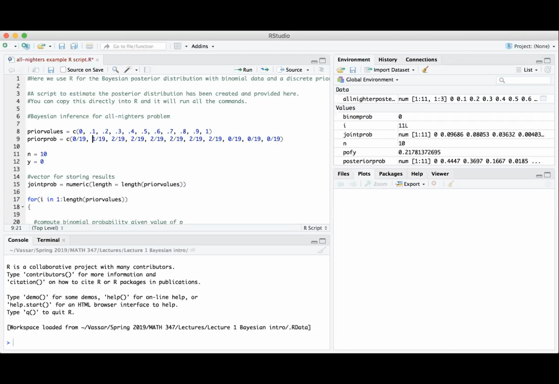0, 0, 1, 7, 4, 1, 3, 2, 1, and 0, 0. Okay, awesome. So what you can see here is that I first of all put prior values. I created a vector to include all of the prior values that I think for p. It goes from 0 to 1, with increment 0.1, so it's 11 values.